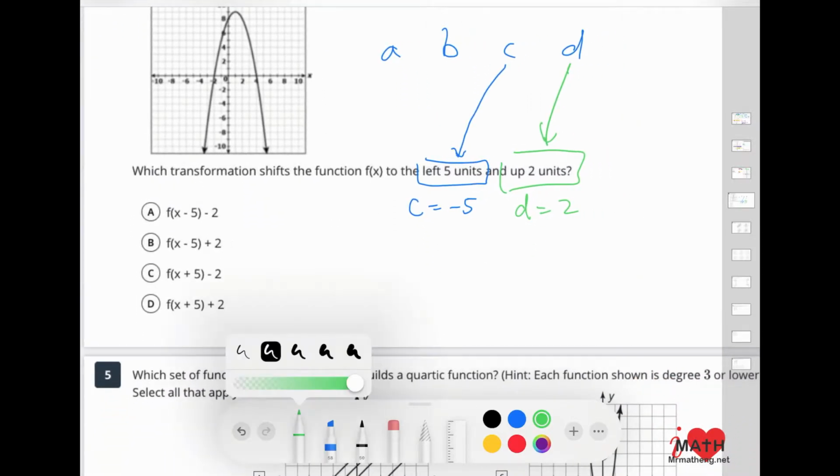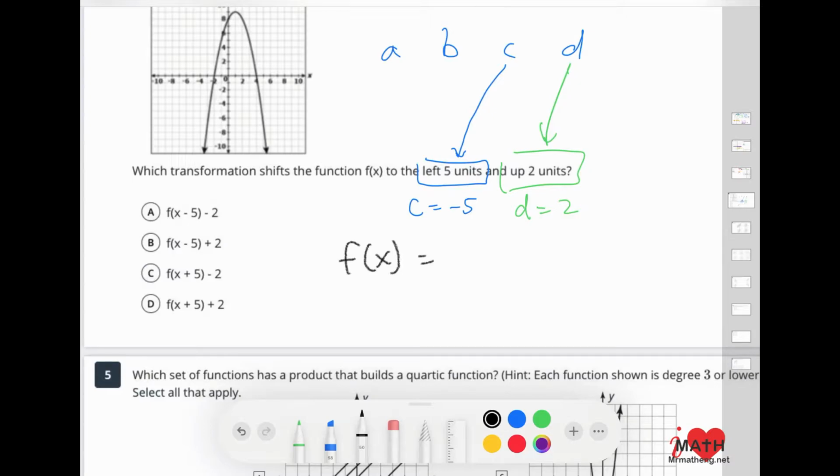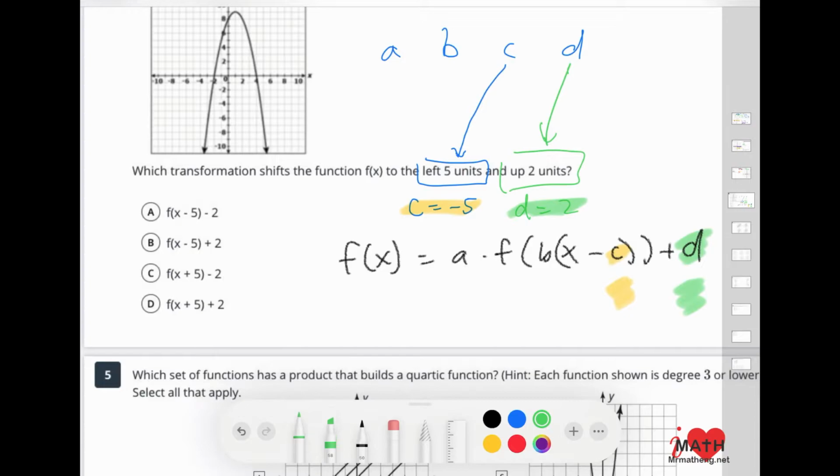And then you can just write out your transformation, right? So that'd be something like f of x equals a times f of bx minus c plus d. And then if I just put in those values, -5 is going to go, pay attention, right there. And then 2 is going to go right there. So then I'm going to have my function is going to be something like this. I guess this would have to be a g of x.